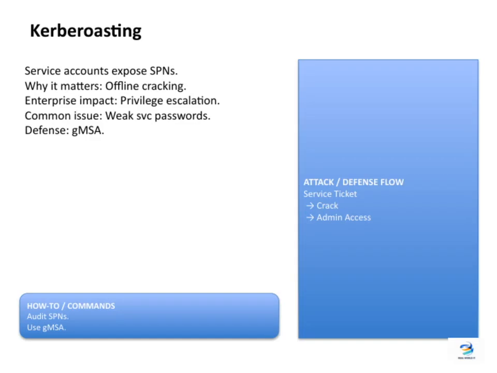Let's walk through the attack and defense flow related to service tickets. When an attacker gains access, they can exploit a service ticket, leading to a crack and potentially gaining admin access. Now, to understand how attackers do this, we look at some common techniques and commands. One key method is auditing SPNs, service principal names, to identify vulnerabilities.